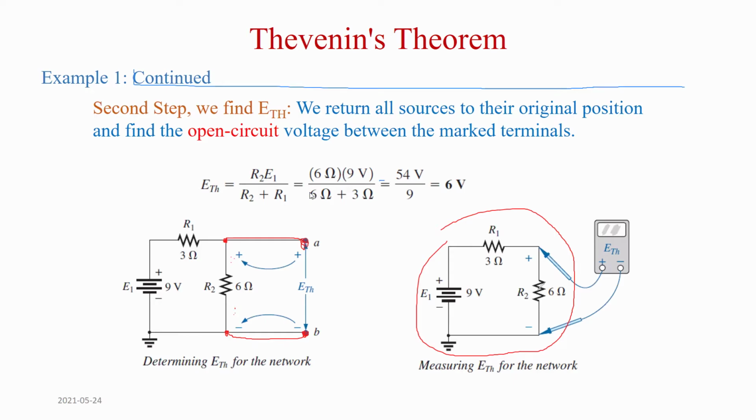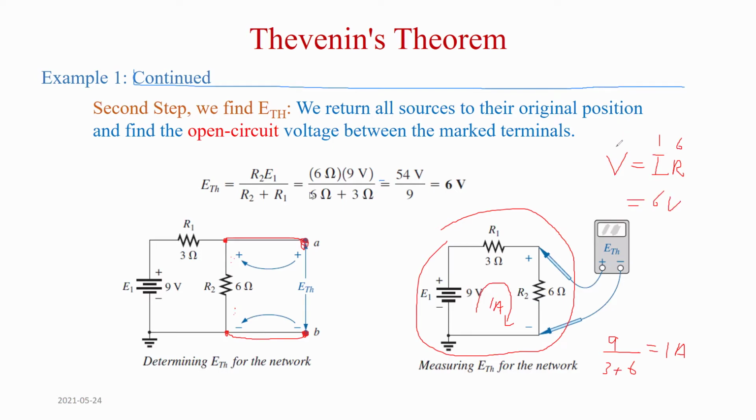So how to find this voltage? You can use the voltage divider because you have a source and 2 resistors in series. Or you can just find the current, which is 9 volt divided by 3 plus 6, the total resistance. That is 1 ampere. So 1 ampere is here. The voltage across the 6 ohm is actually 1 ampere times the 6 ohm. Ohm's law, it's IR. 1 and 6, so it's 6 volt.